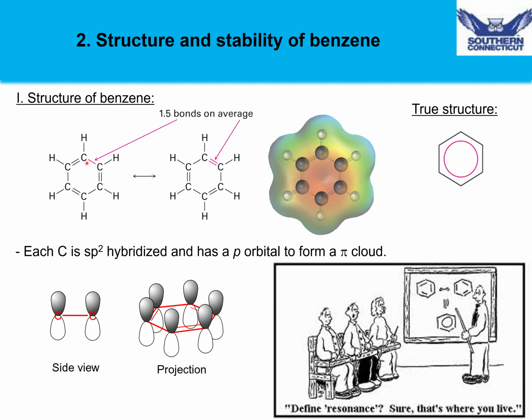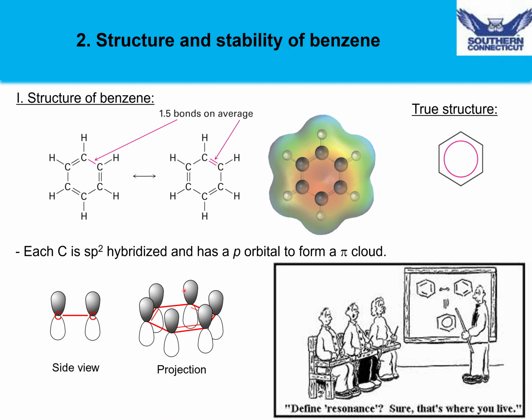The true structure of benzene can be thought of as looking something like this, where there is partial double bond character in between every single carbon-carbon bond. Each carbon is sp2 hybridized in benzene and has a p orbital that forms a pi cloud that is both above and below the plane of the benzene ring.